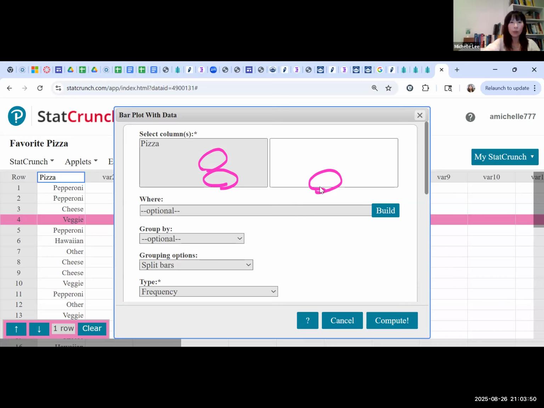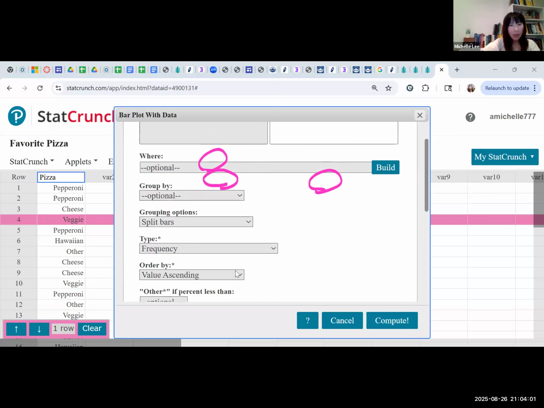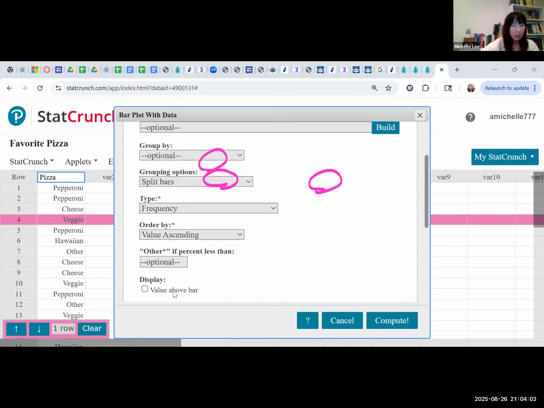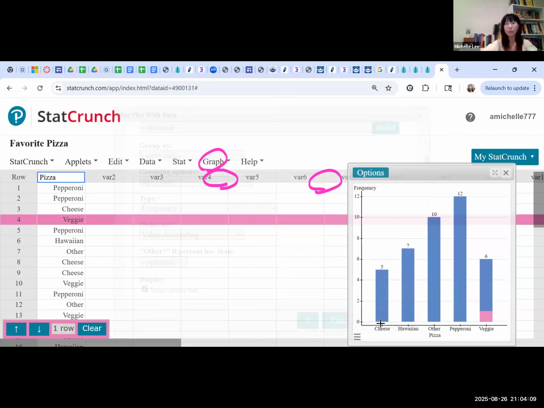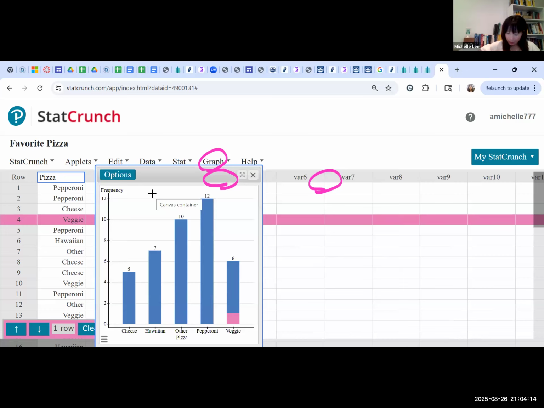Pizza, right? We want to find the frequencies. I just want to leave everything and then select value above bar. Compute. That's it. Make it simple. We can see that cheese 5, Hawaiian 7, other 10, pepperoni 12, and veggie 6, right? Sorry, I clicked the veggie bar there so it turned pink, but it doesn't mean anything.